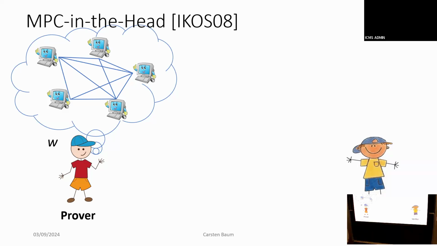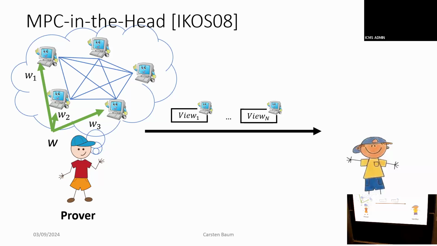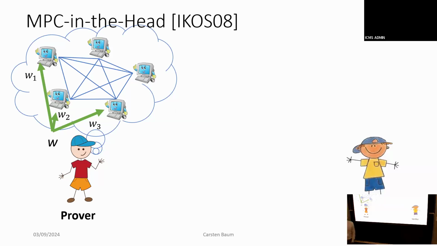And what does it do? Well, it takes its witness and it secret shares the witness to all of these parties. Okay. So far everybody's following. And now what can these parties do? Well, these parties can now check, since they can do any kind of computation, what can they do? They in particular can run the circuit that verifies the witness on the secret shared witness.